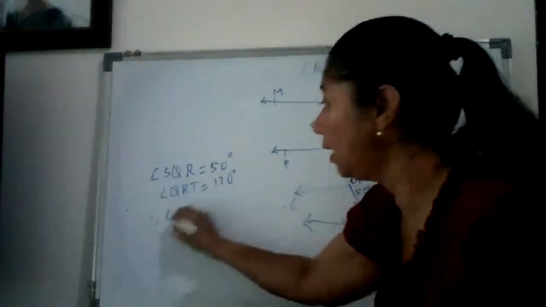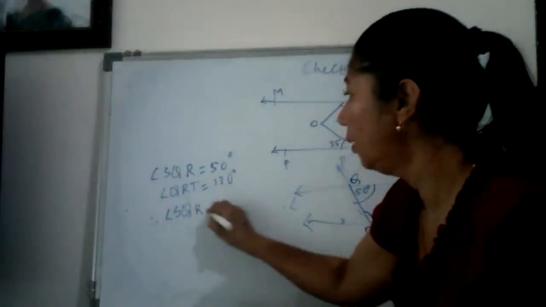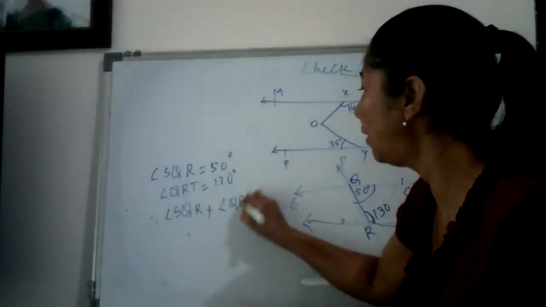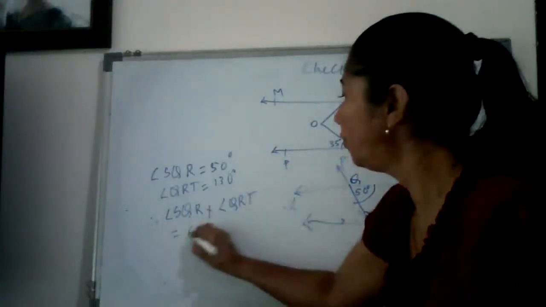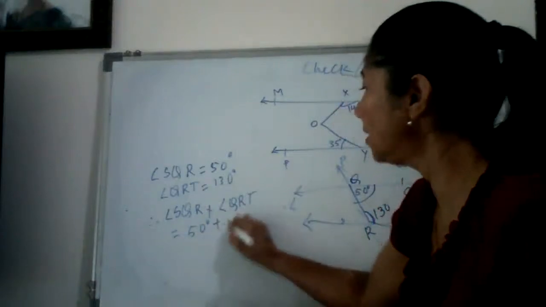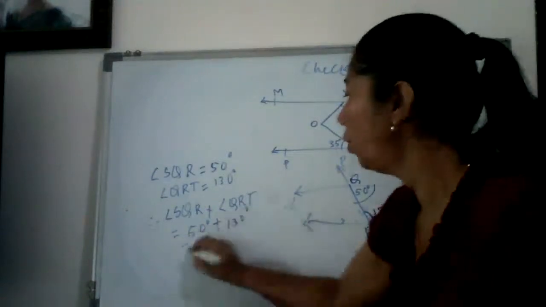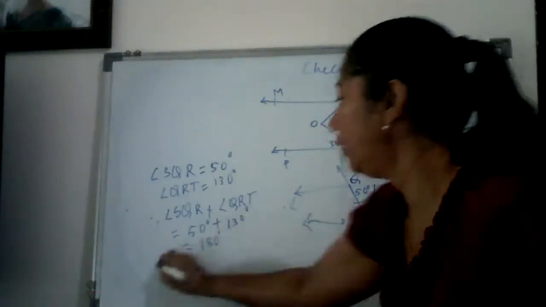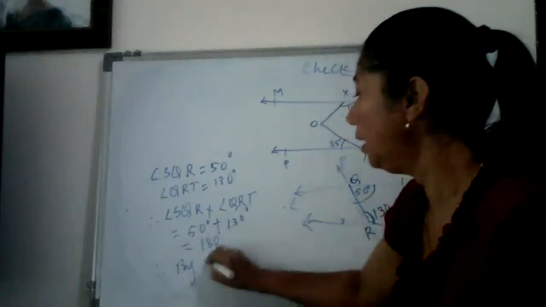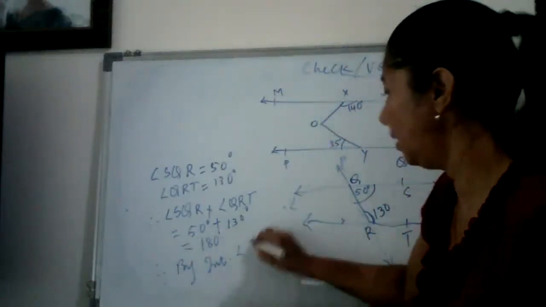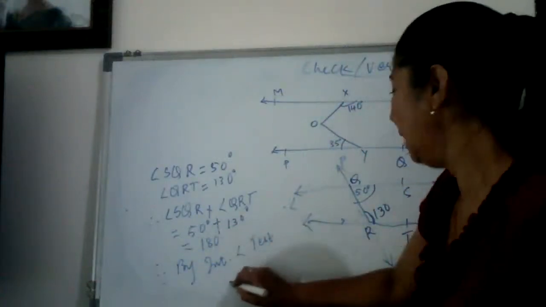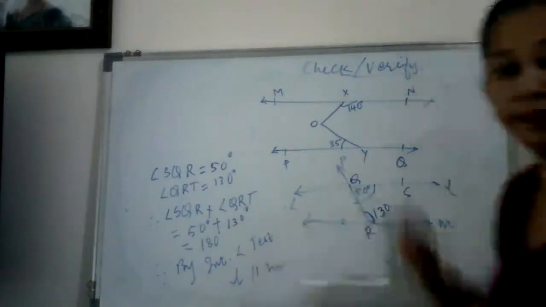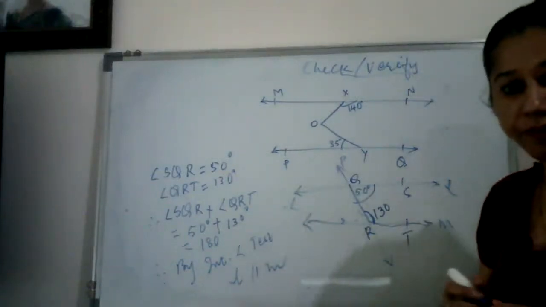यहाँ पे इंटीरियर एंगल है, एंगल एस क्यू आर प्लस एंगल क्यू आर टी इज इक्वल टू 50 प्लस 130, दैट इज हाउ मच? 180 degree. And therefore, by interior angle test, lines are parallel. I hope this is clear to you.